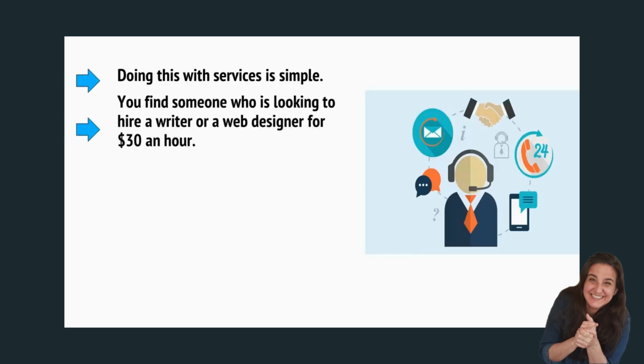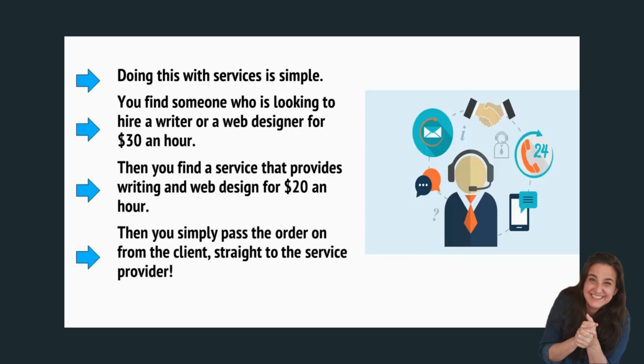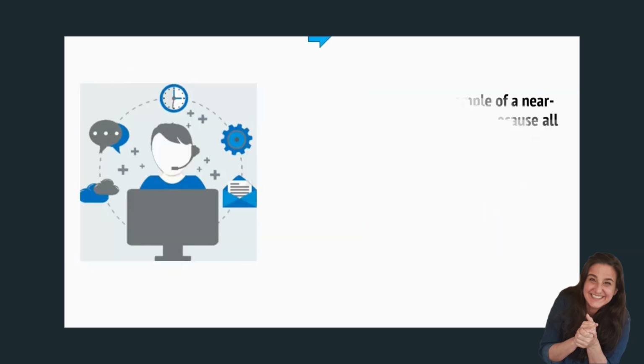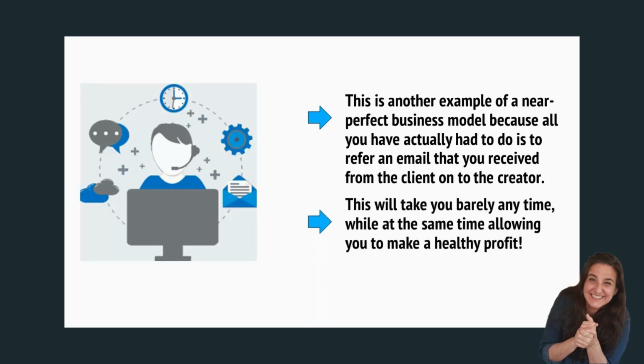You find someone who is looking to hire a writer or a web designer for $30 an hour. You then find a service that provides writing and web design for $20 an hour. Then you simply pass the order from the client straight through to the service provider. This is another example of a near perfect business model because all you have actually had to do is to refer an email that you received from the client off to the creator. This will take you barely any time while at the same time allowing you to make a healthy profit.